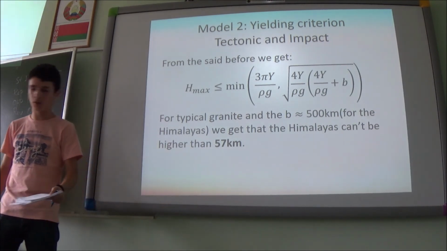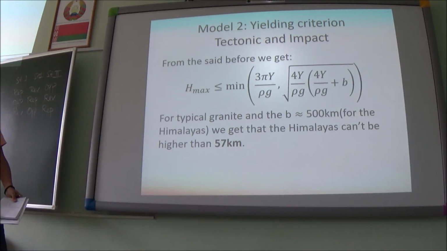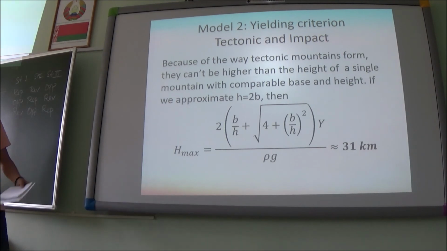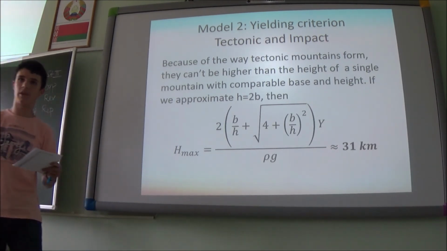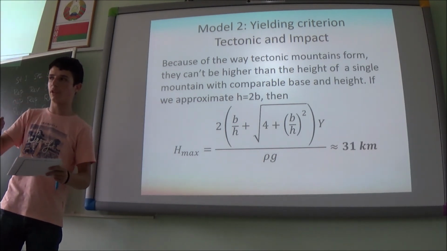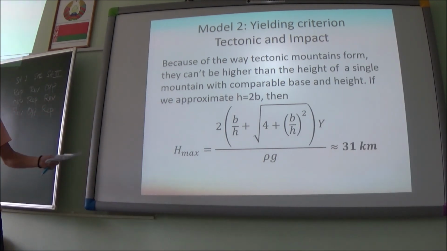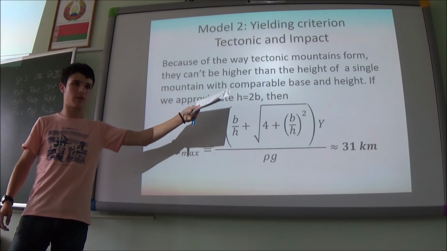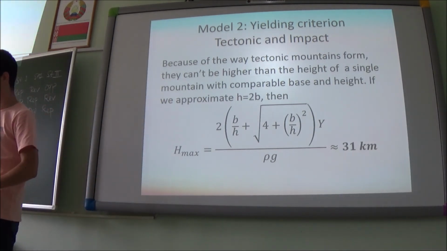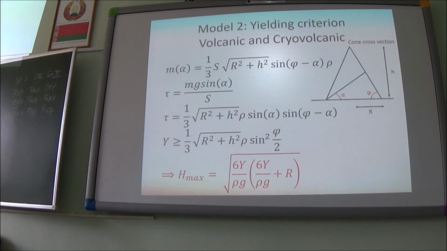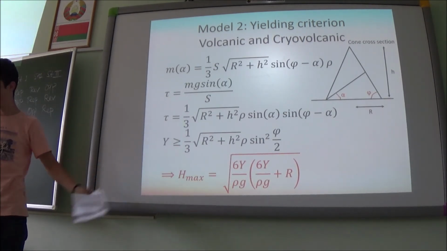though we have to, in fact, look at something more sophisticated, and I mean by that the model where the tectonic mountains are made up of smaller peaks. And by that, when the height is of the order of magnitude of the base, we get the 31 kilometer limit. Also, for volcanic, we get this criterion. It's obtained in exactly the same way.